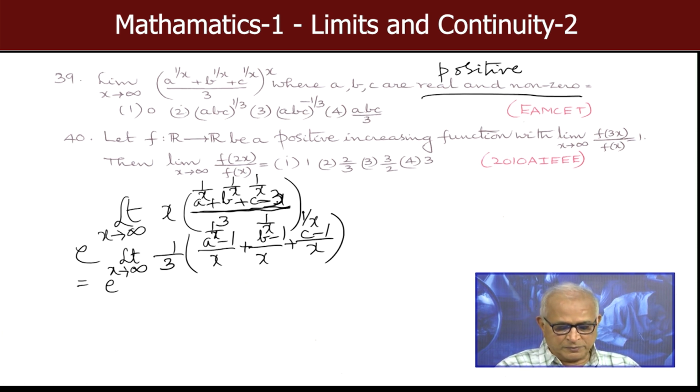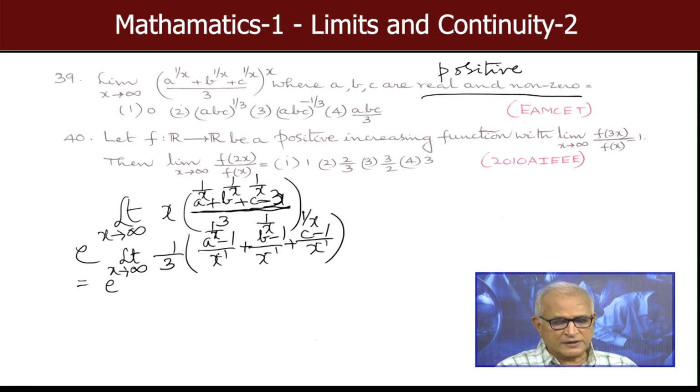So a power 1 by x minus 1 by x, not x. This is x is there in the numerator. So this is 1 by x, x power minus 1. So a power 1 by x minus 1 by 1 by x, not x, because x is there in the numerator. x is same as 1 by 1 by x. b power 1 by x minus 1 by 1 by x, c power 1 by x minus 1 by 1 by x. 1 by x, if you write it as y, 1 by x tends to 0, of course through positive values as x tends to plus infinity.